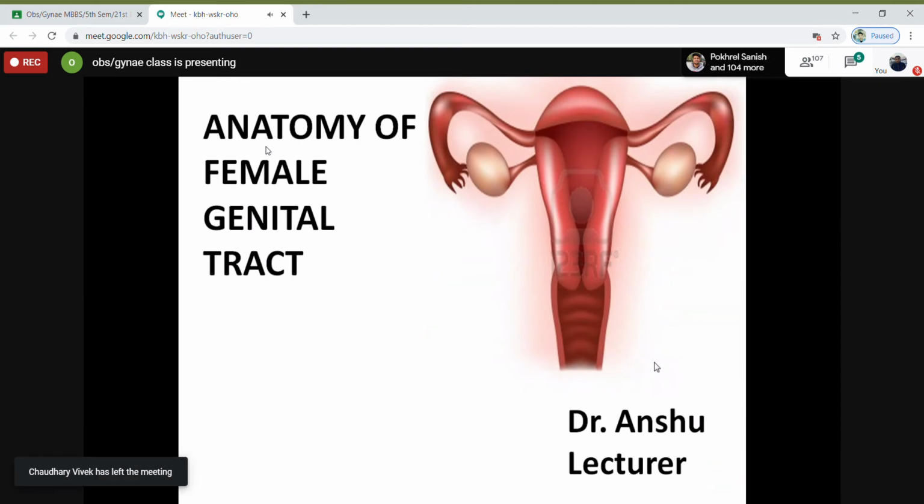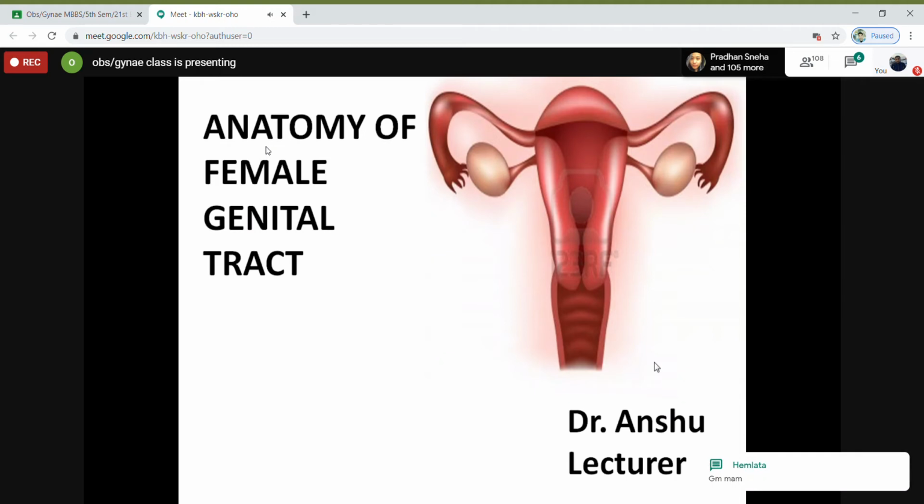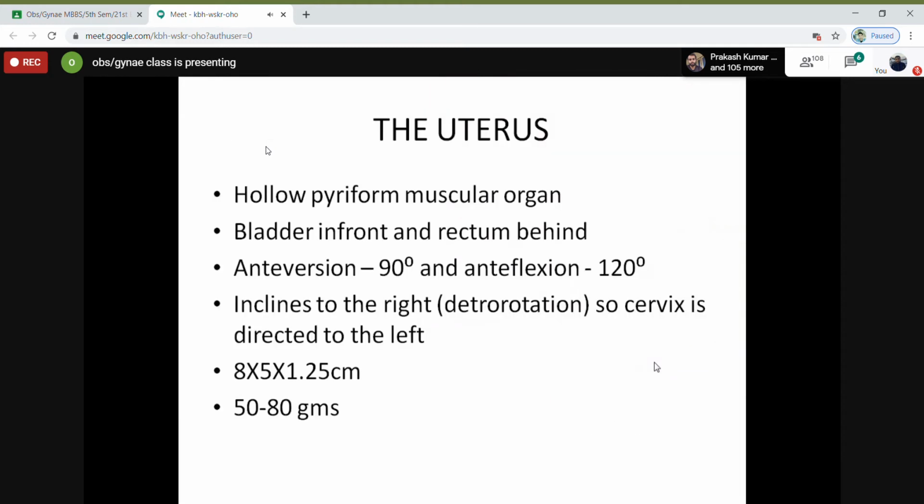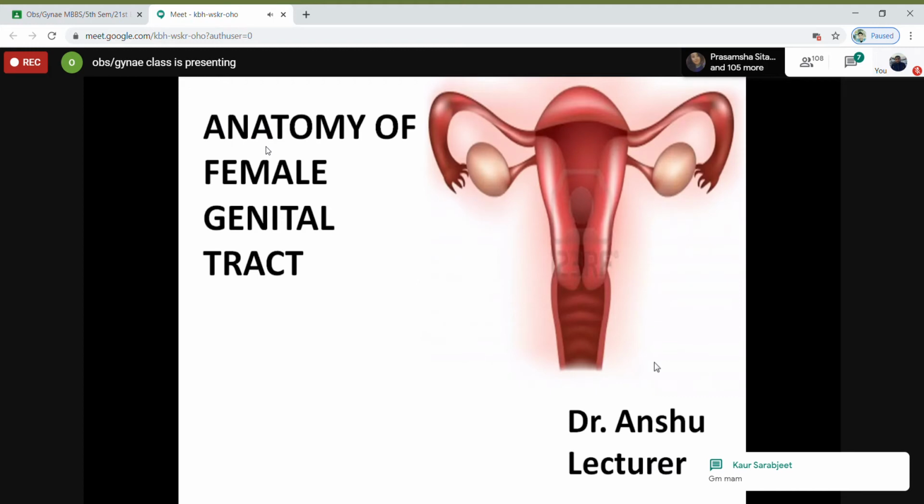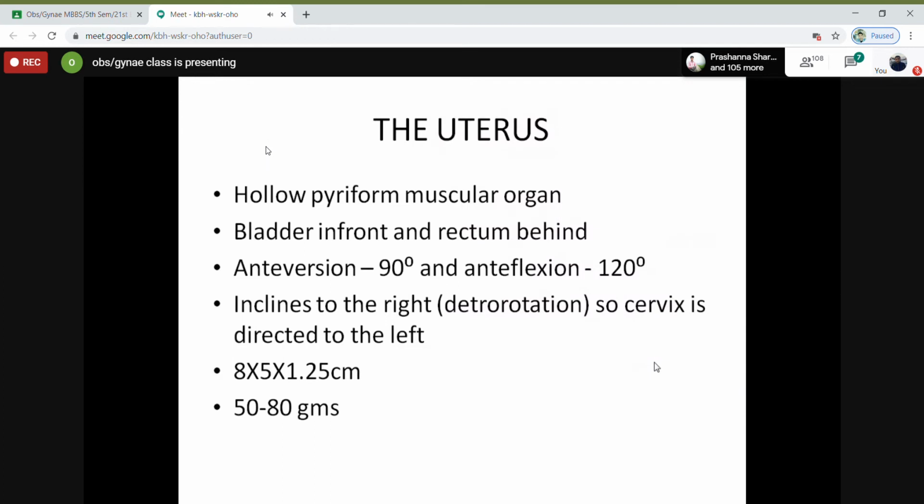So this is anatomy. You've already read about anatomy in your basic sciences, right? So I'll be talking about anatomy of the female genital tract. You have to know the anatomy to get to know obstetrics and gynecology well, okay? So I'm going to start with the uterus. So am I audible to everyone? Yes, ma'am. Okay, so we start with the uterus first.